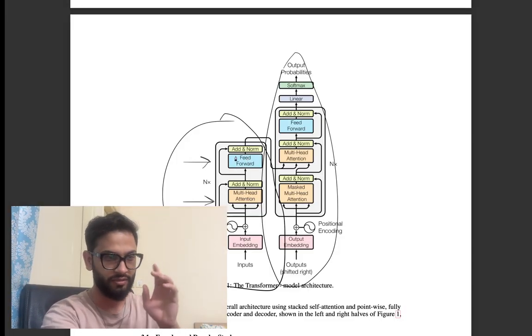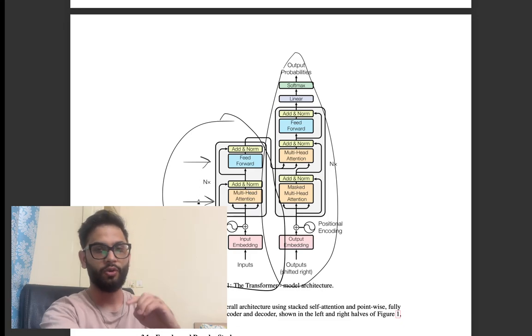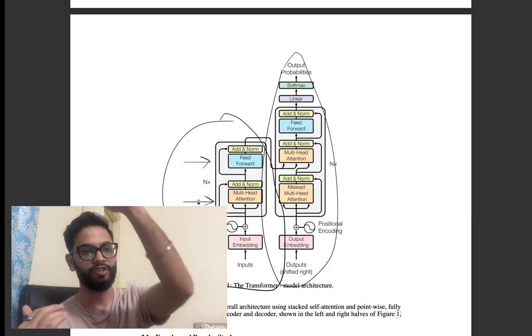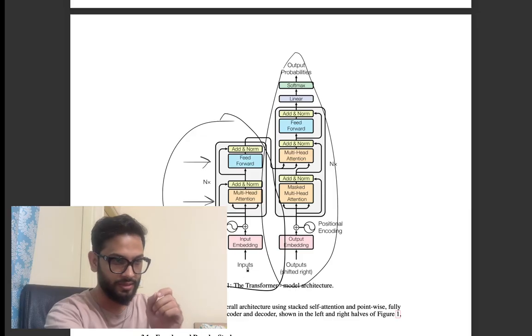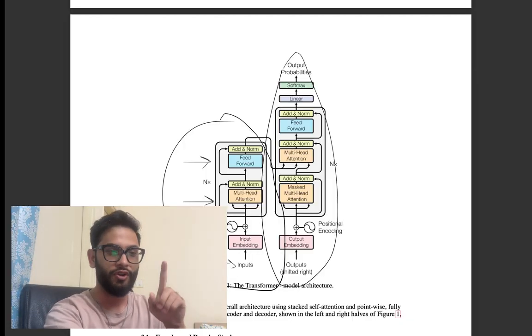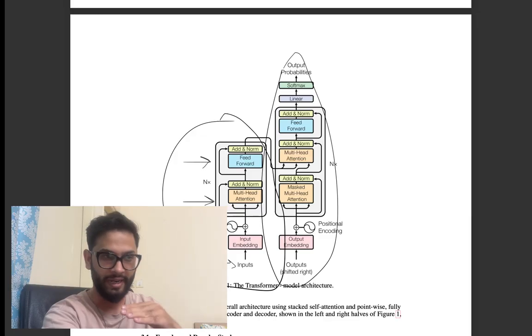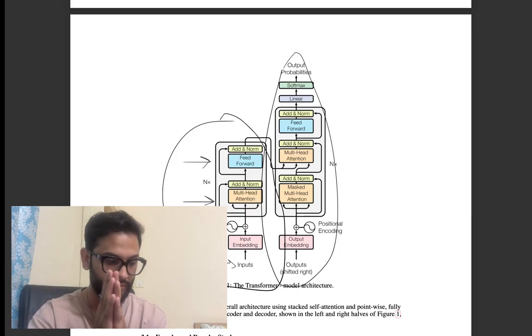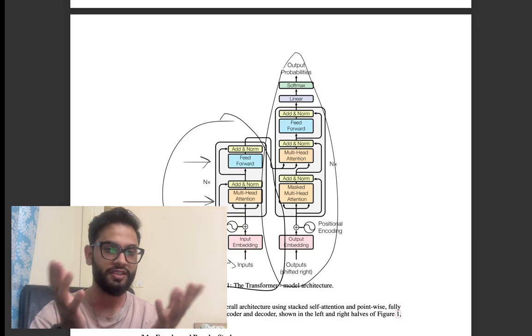The architecture has 6 encoder blocks. This Nx is 6: 6 encoder blocks stacked on top of each other, and then 6 decoder blocks stacked on top of each other. We pass the input into the encoder blocks. But before that, of course, we convert the input into embeddings and add something called positional embeddings. The beauty here is that, unlike RNNs, let's say I have a sentence.